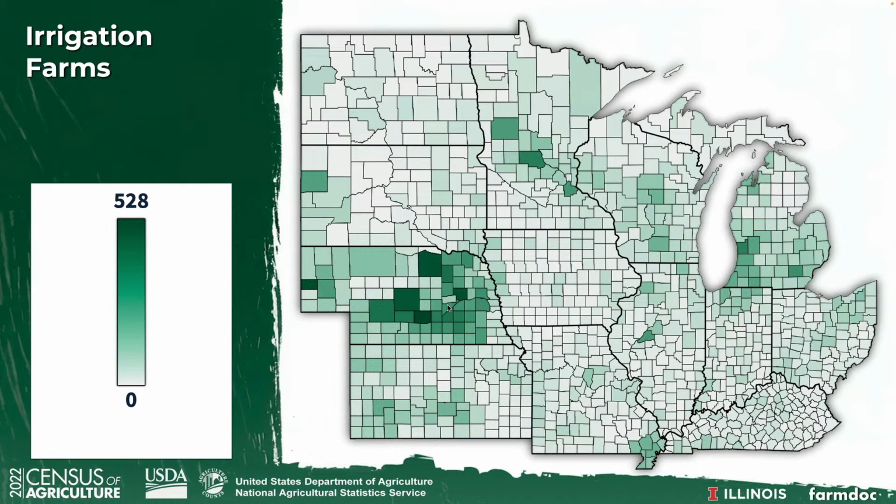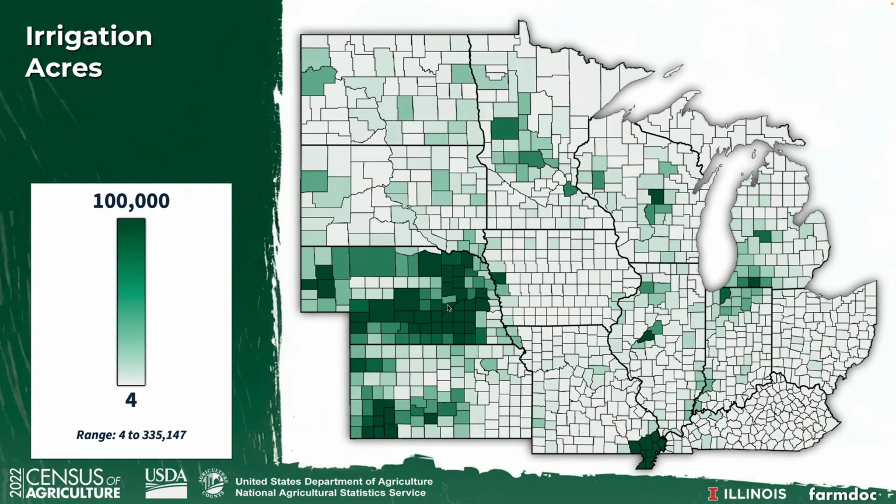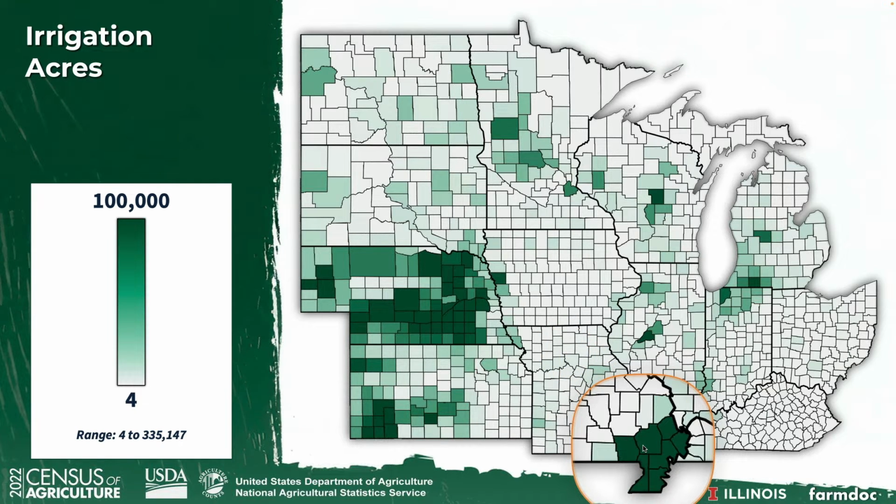And that's the number of farms, sometimes as many as 500 farms in a county irrigating. Here's the acres, and look at what's going on in Kansas and Nebraska especially. It just doesn't rain out there, and they've got an abundant source of water from the Ogallala Aquifer. And I'm going to talk about the boot heel of Missouri.